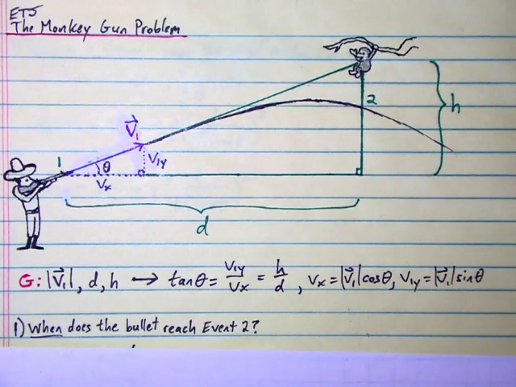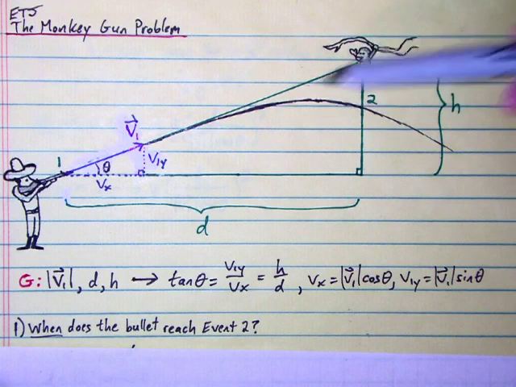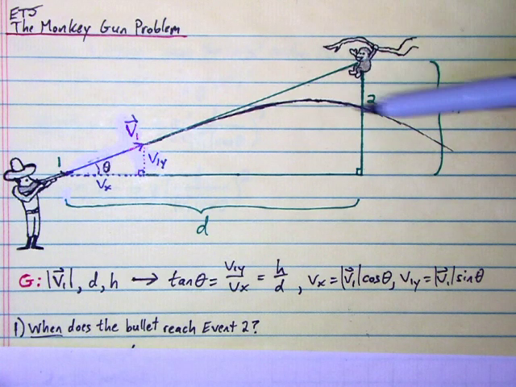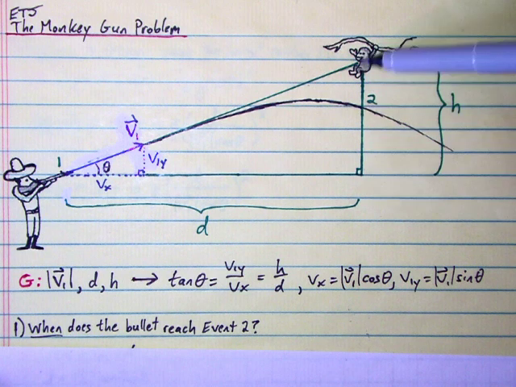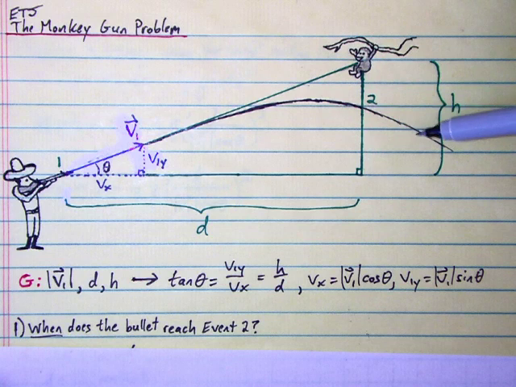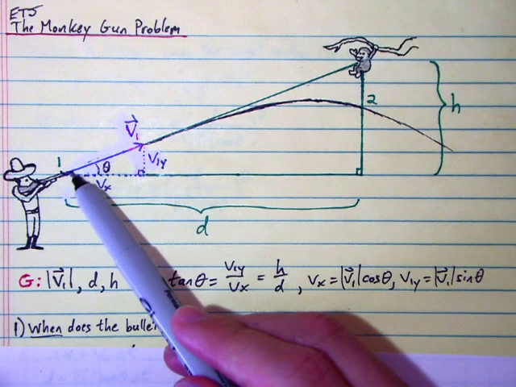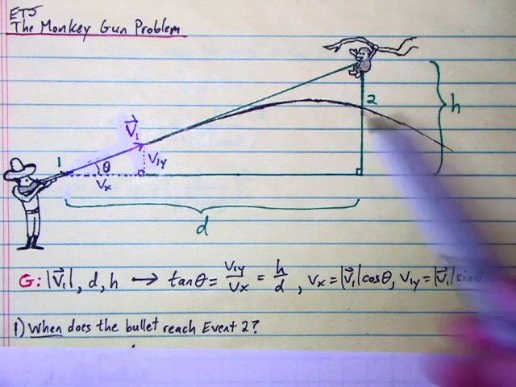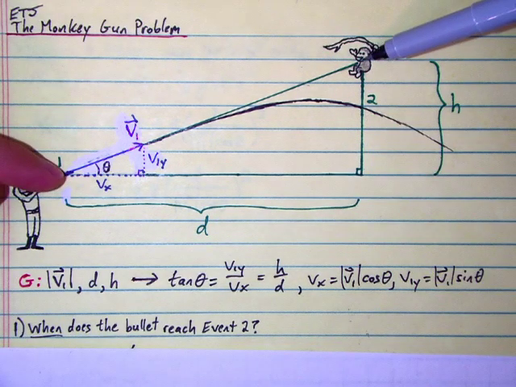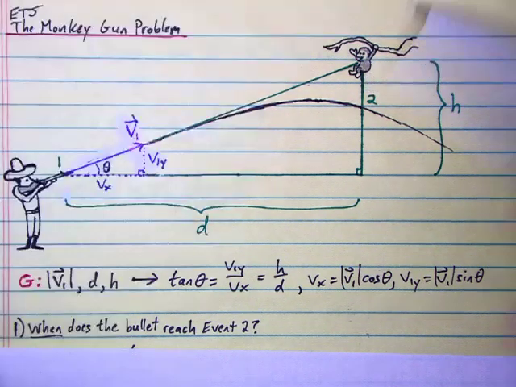The first step in this process is to figure out when the bullet reaches event 2. We'll call event 2 the moment when the bullet passes through this line, dropping directly down from George. So how long does that take? How much time passes from when the bullet launches to here? Remember that the monkey drops at the same time that the bullet launches, so they're both moving simultaneously. Okay, how long does it take the bullet to get here?